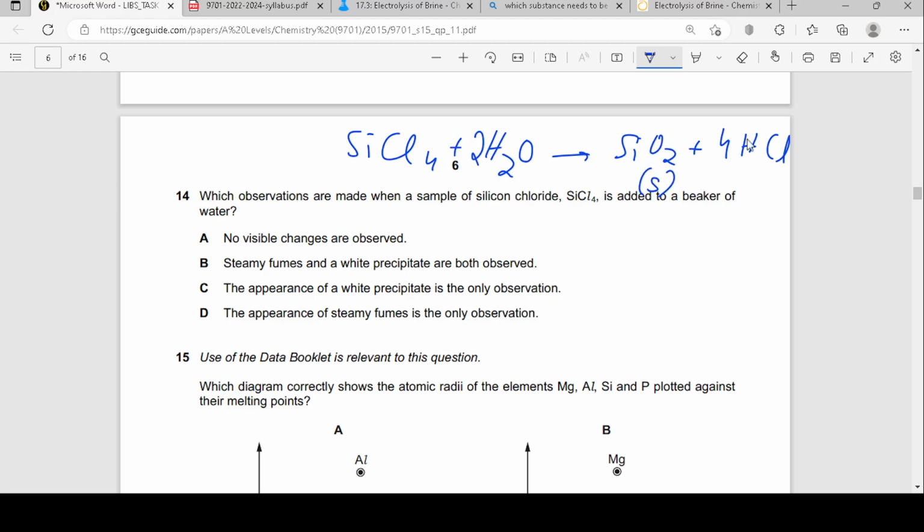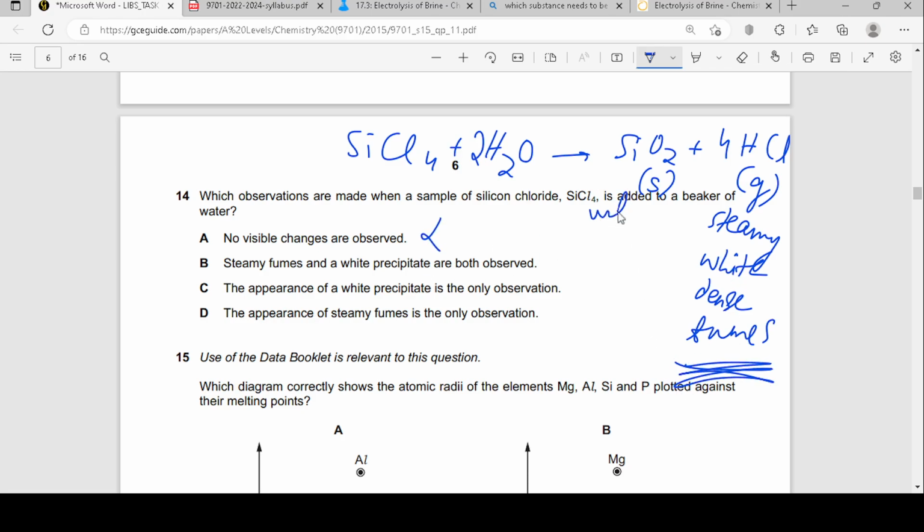SiO2 is a solid. It's a giant covalent macromolecule, as you would know even from IGCSE. And HCl is formed as a gas. So steamy, white, dense fumes of HCl gas are seen. So no visible changes are observed is obviously wrong because I just showed you a visible change here. And you also get a white precipitate, obviously. Steamy fumes and a white precipitate are both observed. I just wrote that down right now. Oh, the irony. The appearance of a white precipitate is the only observation that's wrong, and the appearance of steamy fumes is the only observation that is also wrong. So your answer is B.